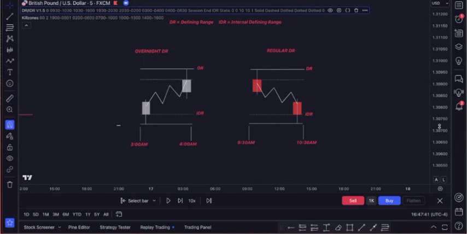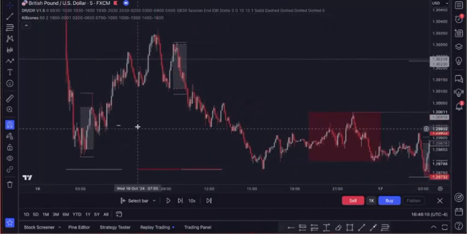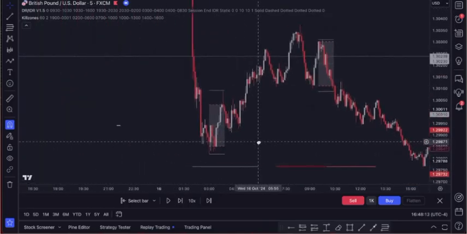Okay, so now that you guys have the indicator ready and the settings done, let's go ahead and break down how we actually apply this indicator to our trading. Defining range. So with DR and the IDR, what does it stand for? DR stands for defining range and the IDR stands for the internal defining range. So before I break down the drawings that I've done, this is the indicator on the chart. And I'm going to show you guys the difference.